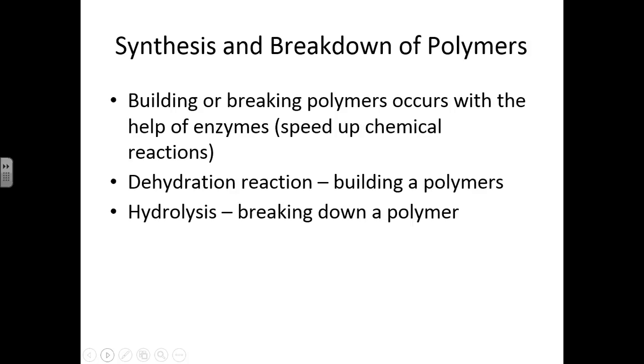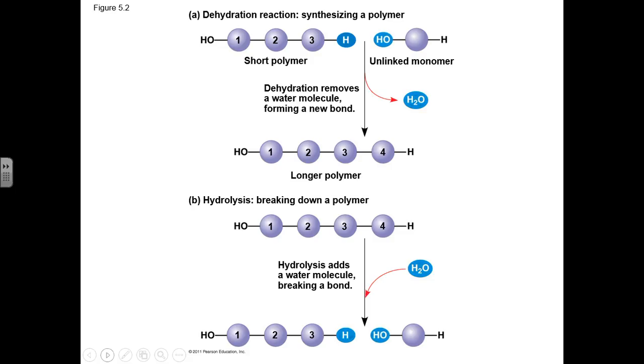Synthesis and breakdown of polymers. Building or breaking polymers occurs with the help of enzymes. Enzymes we're going to be talking about in chapter 8, and they are going to speed up our chemical reactions, make them happen faster. A dehydration reaction is going to be what builds polymers, and a hydrolysis reaction is going to be what breaks down a polymer back into those monomers. You do need to know the difference between these two types of reactions.